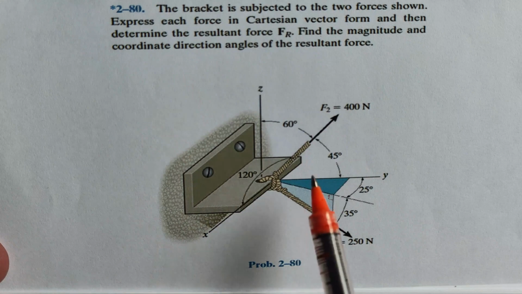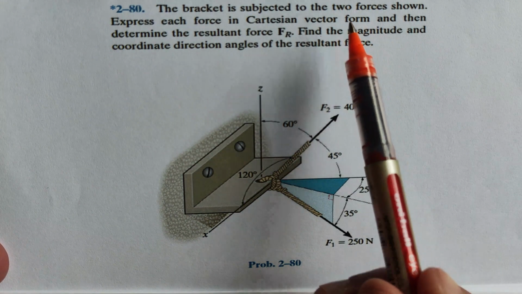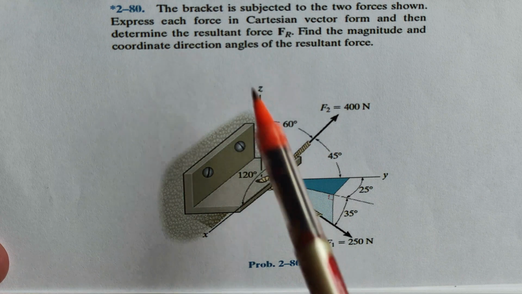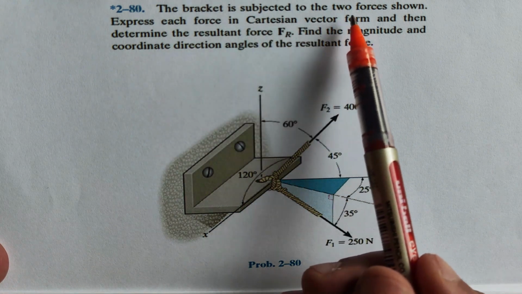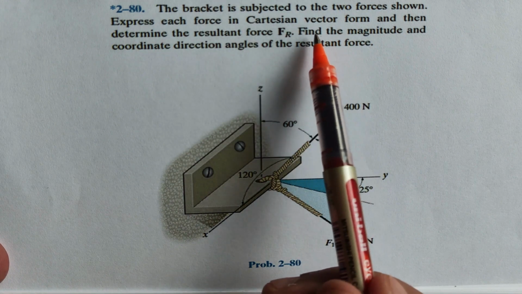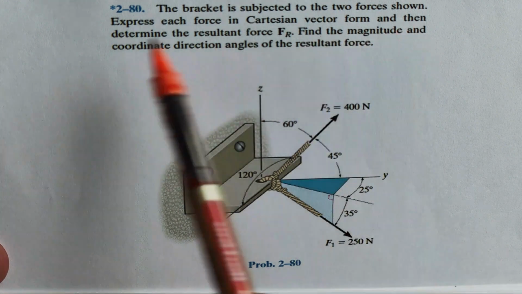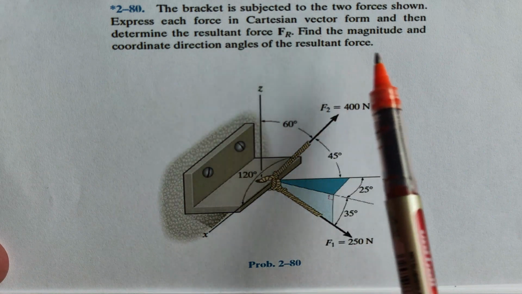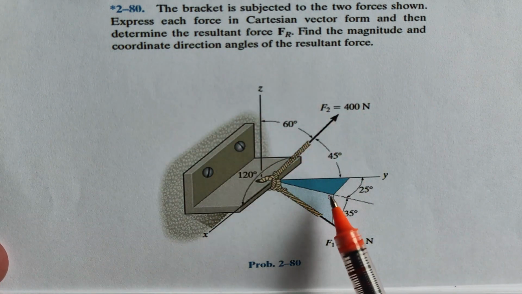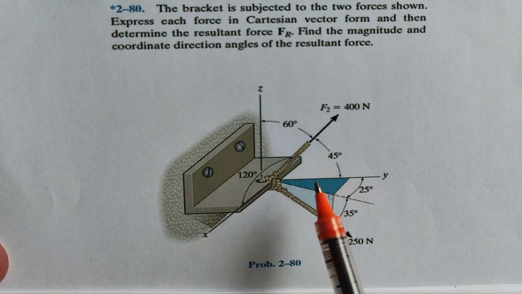This question is asking us to express each one of these forces, F1 and F2, into Cartesian vector form, and then determine the resultant force, and also find the magnitude and coordinate direction angles of the resultant force.